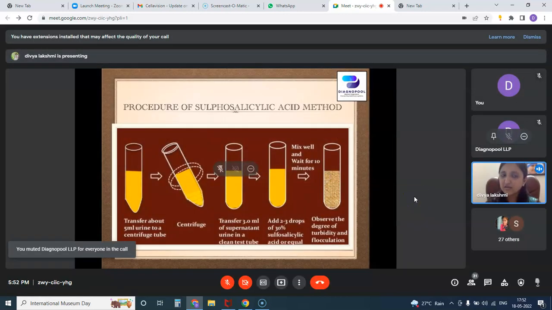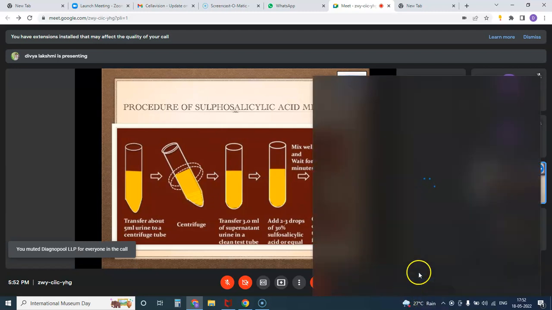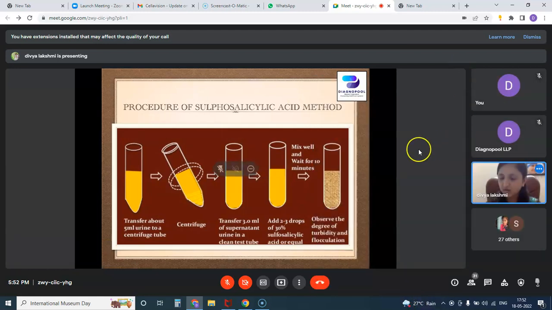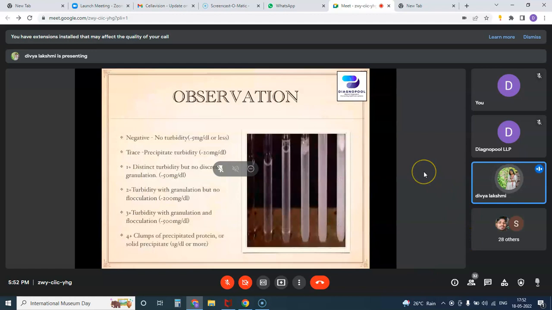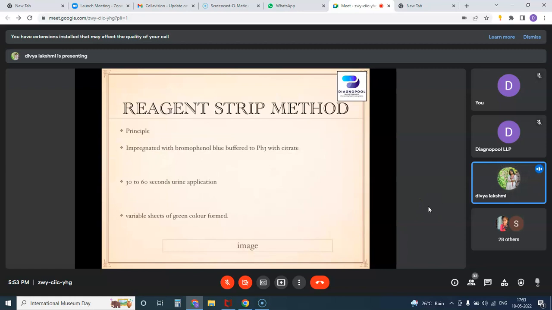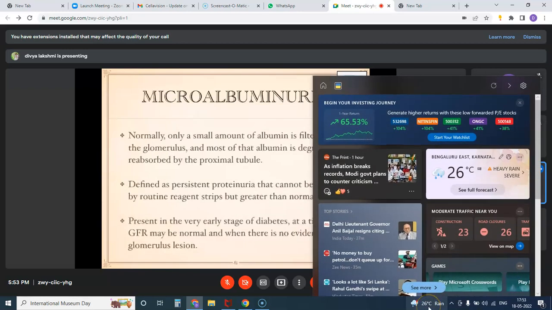Next is the sulfosalicylic acid test. In the sulfosalicylic acid test, you take 5 ml of urine in a tube, centrifuge it, and add 2 to 3 drops of sulfosalicylic acid. If a coagulum is formed, we see the coagulum and grade it depending upon the turbidity and whether granulation is present. We give it as 1+, 2+, 3+, and 4+. And also reagent strips are available to tell the grading of the proteins in the urine.